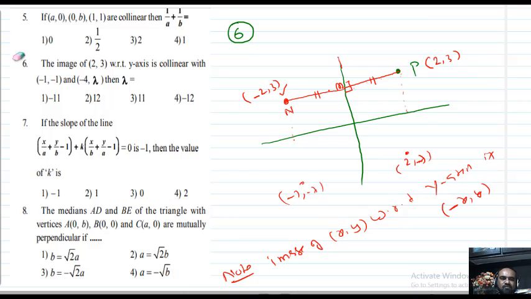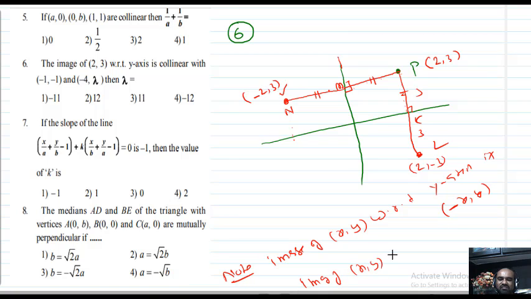Sometimes you want to find image of the same P with respect to x axis. Here you will get, say this is K, say this is L, PL equal to KL. Distance is same. This distance also 3. That's why what I can say, this is 2 comma minus 3. I will write: image of x comma y with respect to x axis is x comma minus y.